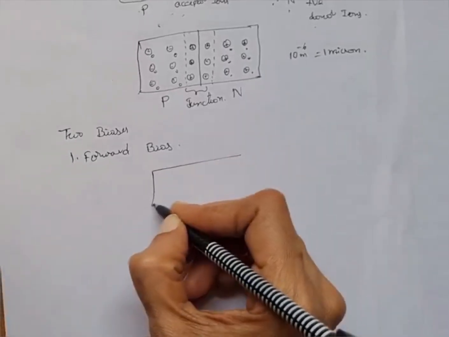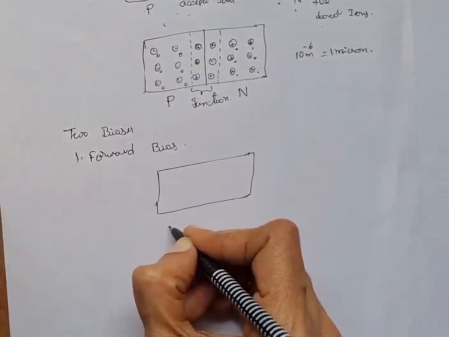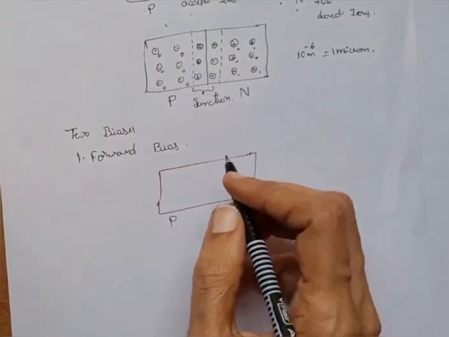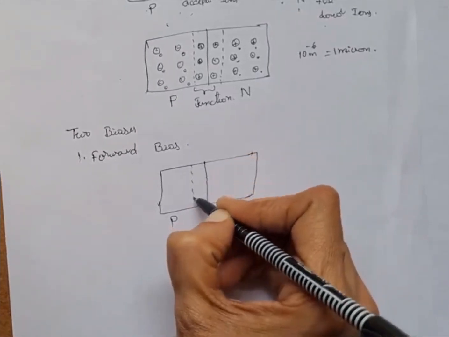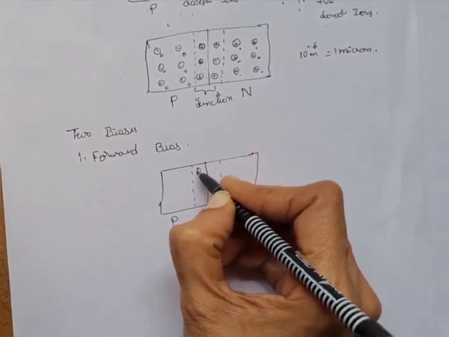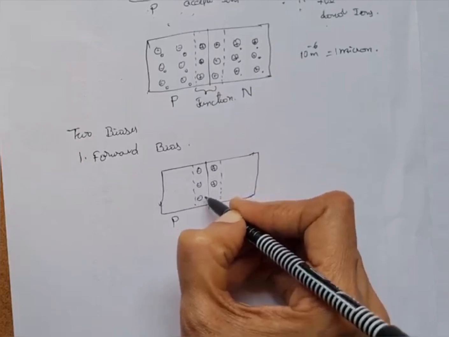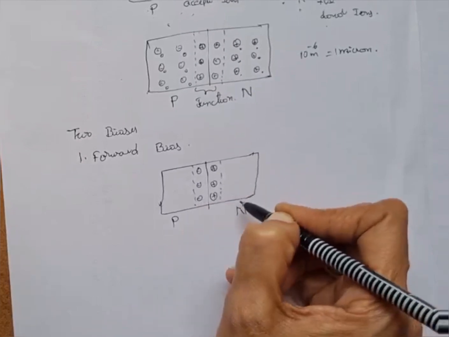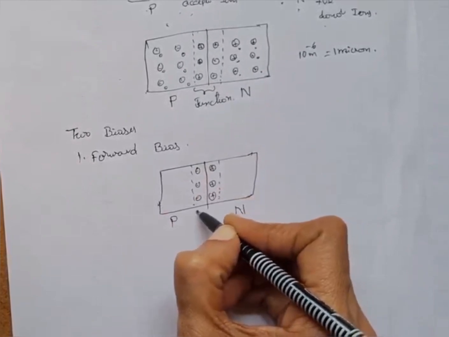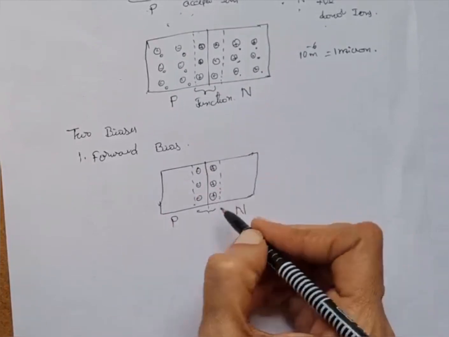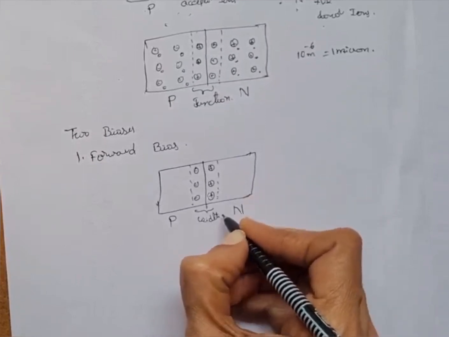Same diagram of a PN junction. So this is the P type and here the N type. One junction is formed. Electrons move towards the P type and holes move towards the N type. Here we already see that the depletion region occurs, and this is called the width of the region.